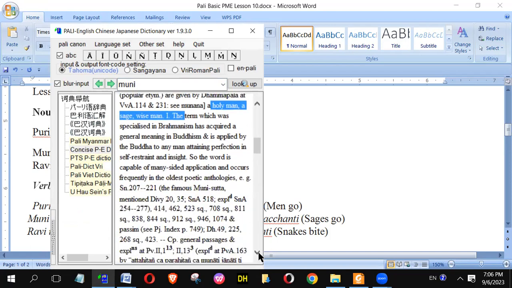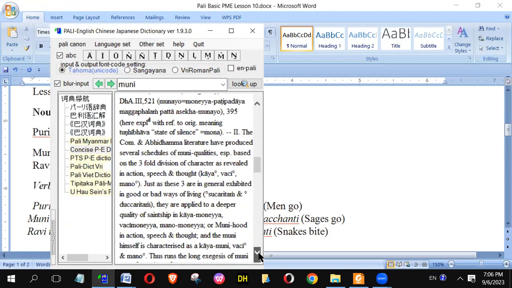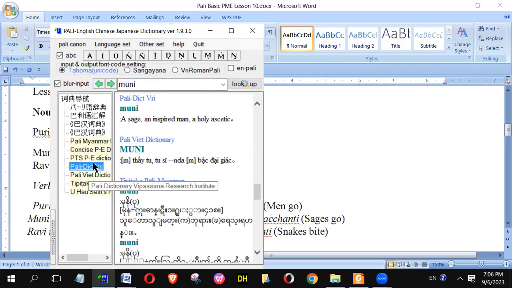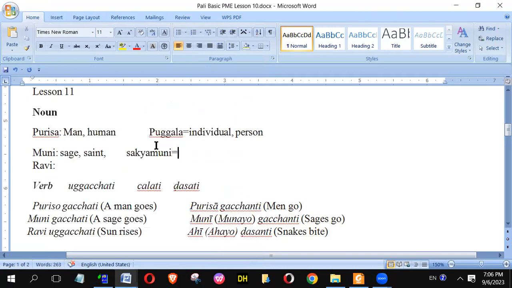All right. So beside this one, I think there's another meaning. Okay, we just take it as sage here, holy ascetic. So Sakyamuni means the holy one, or the one who understood, of the Sakya race. Okay, Ravi. Ravi means sun. Another word for sun is? What's the word for sun? Surya. Yes, Surya.